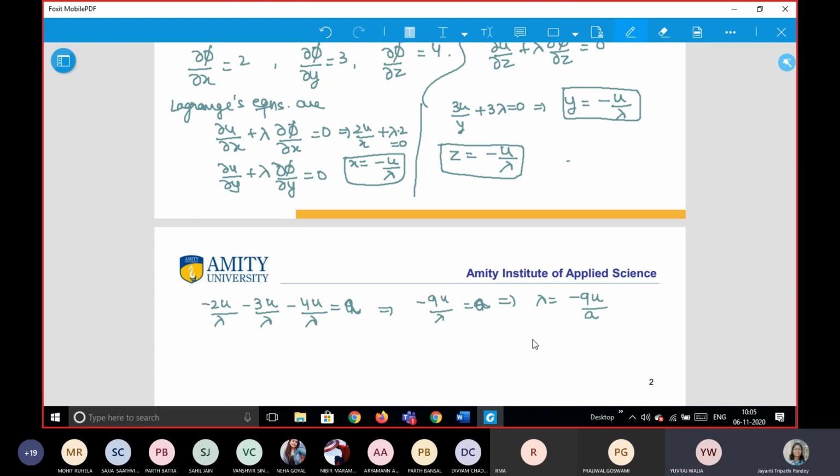Yes ma'am, it is coming correct because I also got x equals to a by 9. So when you put it in x, u will be cancelled and you are getting, since it is minus u by lambda, when you put it, what you will get? A by 9. Yes ma'am, that is what I got. Yes, and if x, y, z come, you will put it there and you will get x is equal to a by 9 and therefore y is equal to a by 9 and z is equal to a by 9. Yes ma'am, all three values came the same.